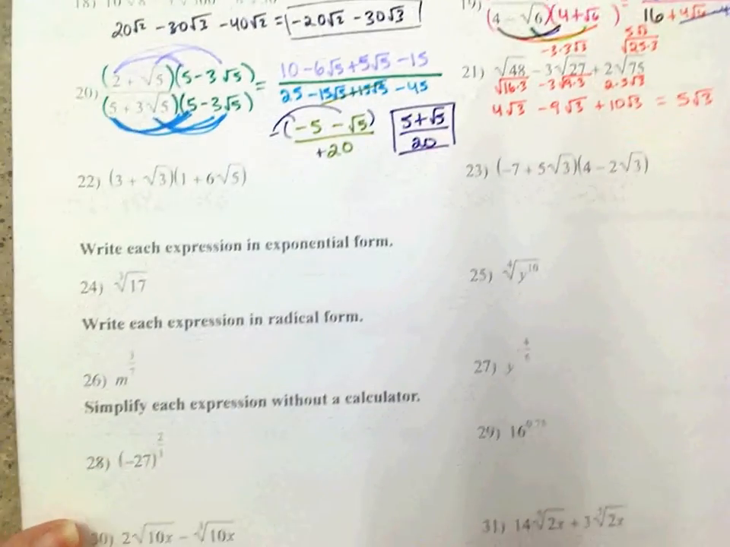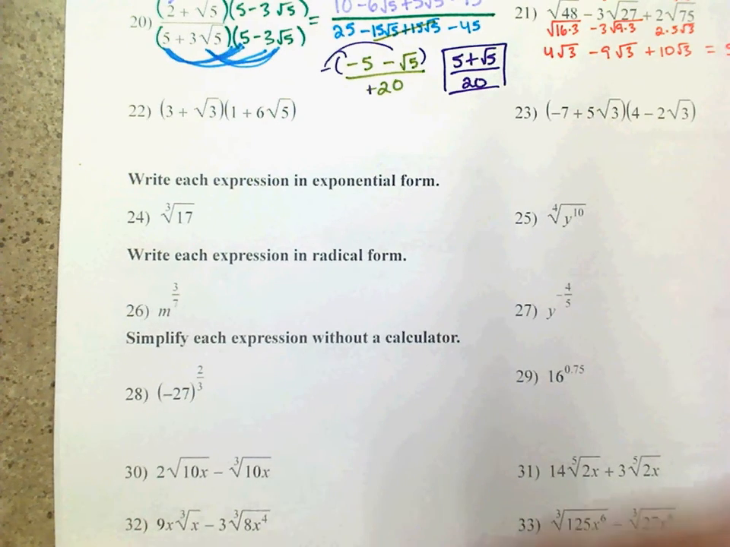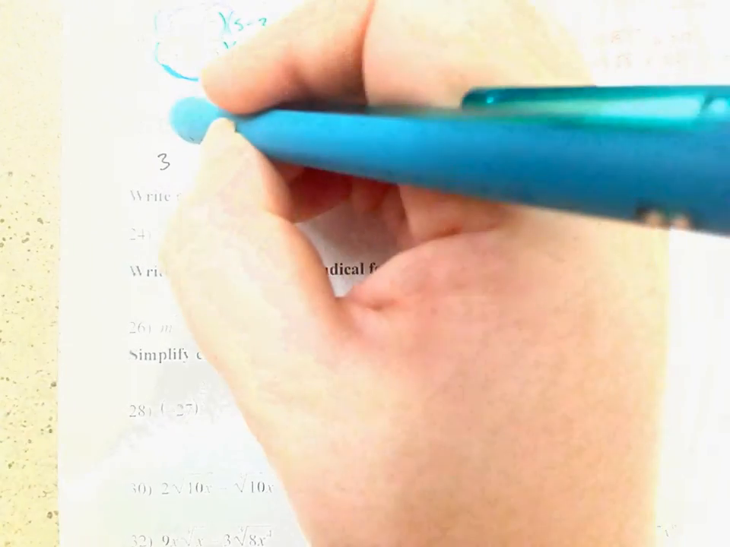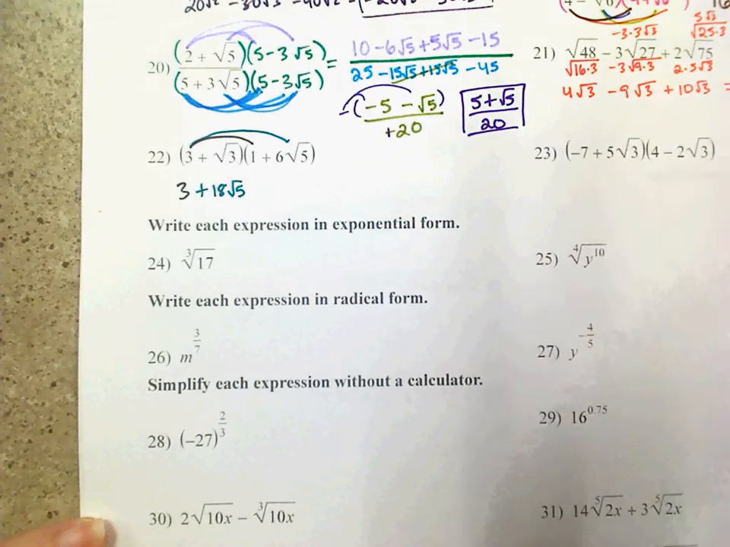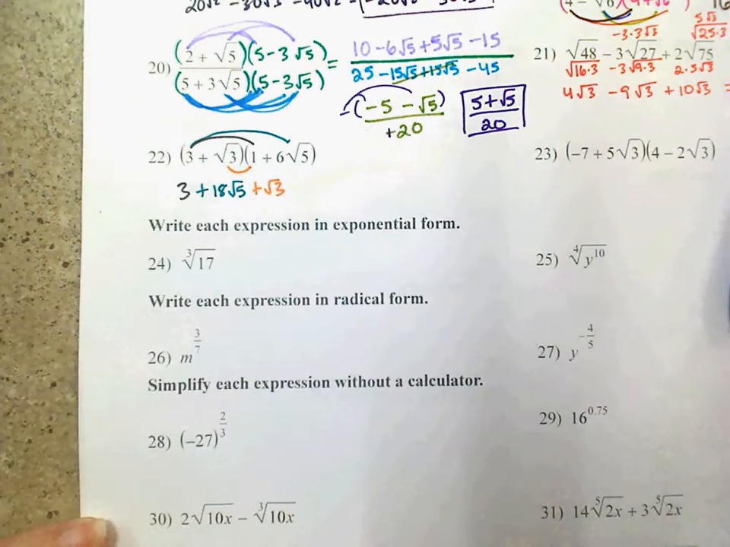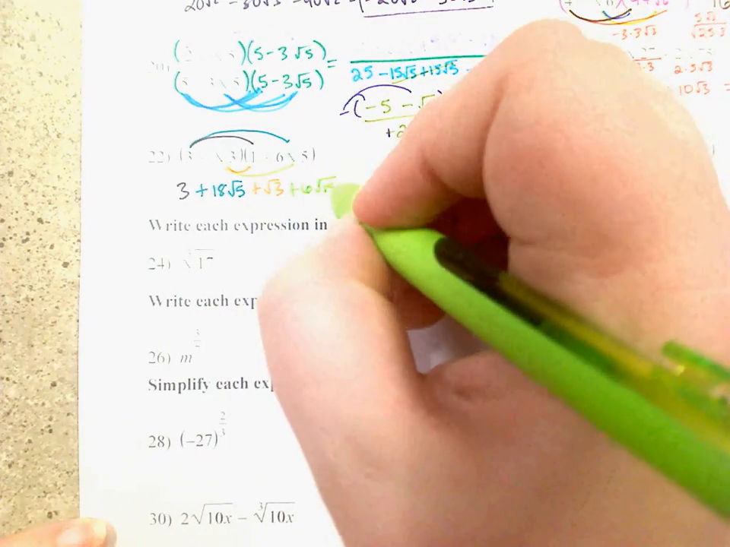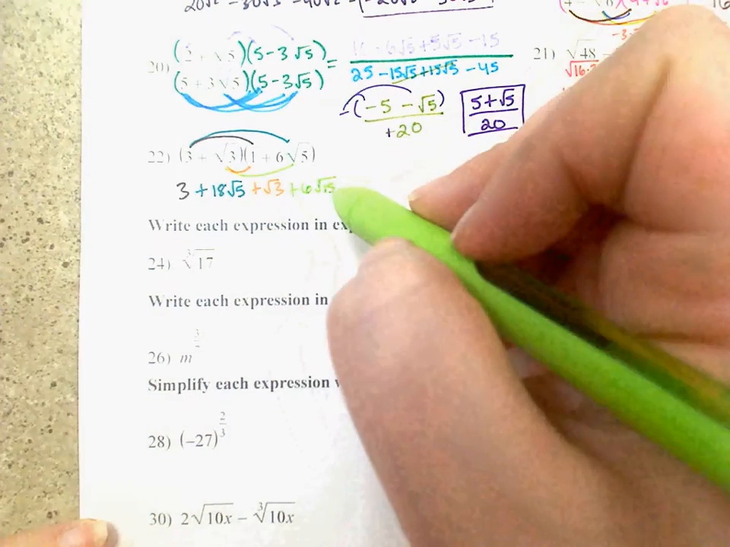Number 22, we need to multiply it out. So let's start distributing. 3 times 1 is 3. 3 times 6 square roots of 5 is 18 square roots of 5. And then we distribute square root of 3. Square root of 3 times 1 is the square root of 3. And square root of 3 times 6 square roots of 5 is 6 square roots of 15. And I can't simplify any of that, so we're done. I can't simplify the square root of 5, square root of 3, square root of 15 is just square root of 15. None of that combines. You're done.